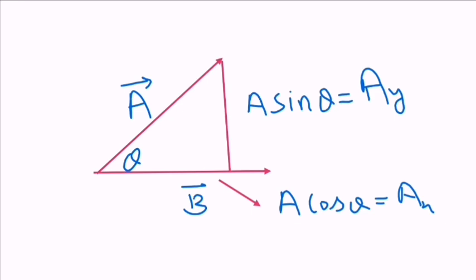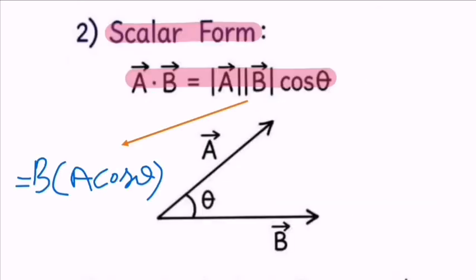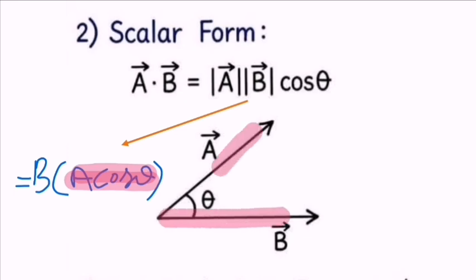Now we see that dot product can be written in this form: B into A cos theta, where B is the magnitude of vector B and A cos theta is the x component of vector A.